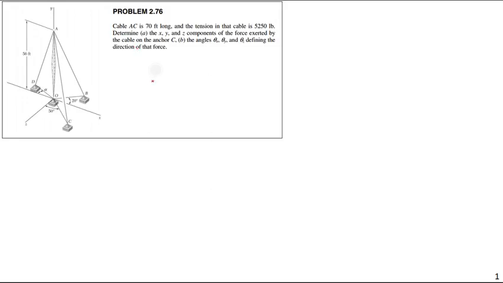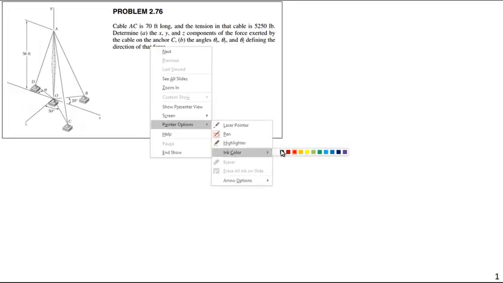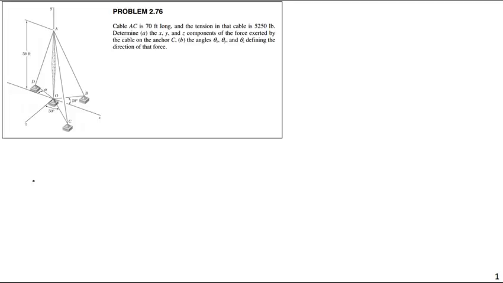Alright, so this is the first problem we're going to go over from material from yesterday. Cable AC, so we have another radio antenna here with 3 guide wires. We have cable AC, so from here to here is 70 feet long, and the tension in that cable is 5,250 pounds. Determine the X, Y, and Z components of the force exerted by the cable on the anchor C, and the angles theta X, theta Y, theta Z, defining the direction of that force.